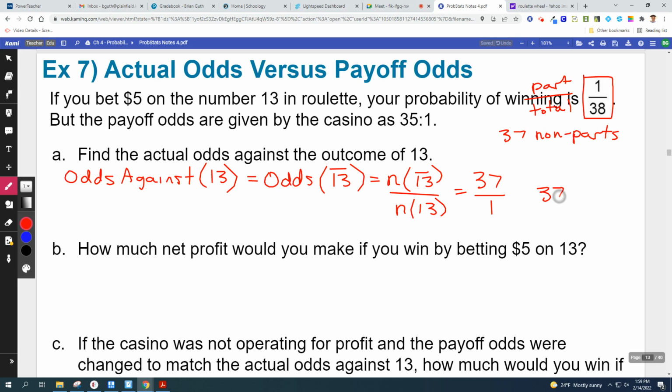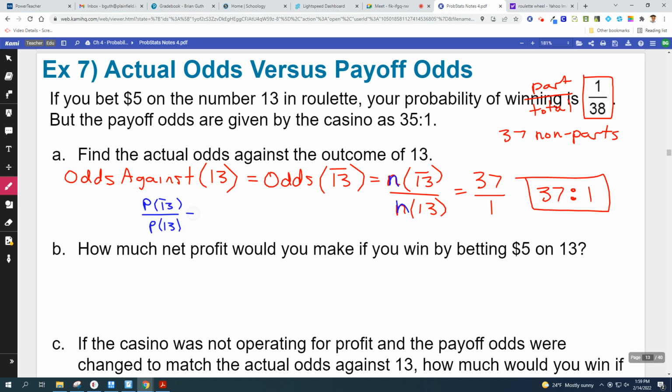I think it probably makes sense to write this as 37 to 1. When I see a fraction, I think about reducing it, but I don't think you want to reduce that fraction, so you'd leave it as 37 over 1. Notice if instead of using a number, we use probability: the probability of not 13 over the probability of 13. The probability of not 13 is 37 over 38, and the probability of 13 is 1 over 38. You get the same thing because those 38s cancel out. Doesn't matter if we use the n or the p.